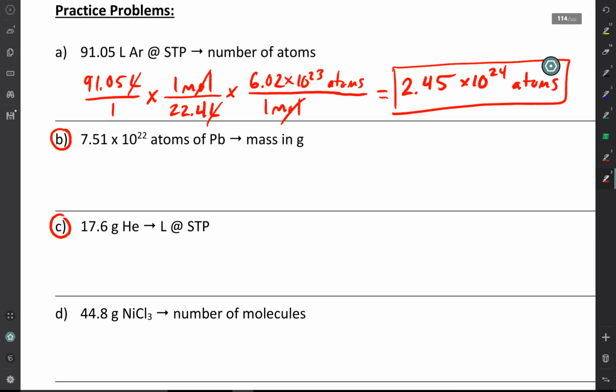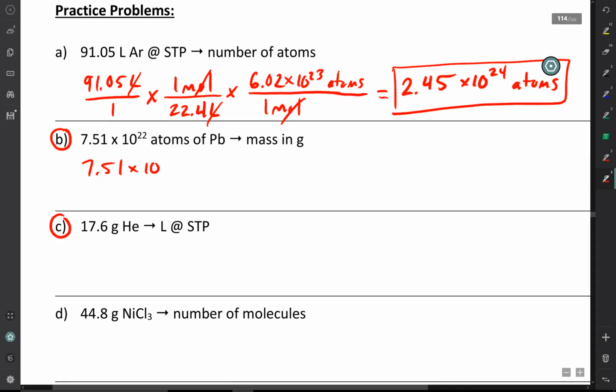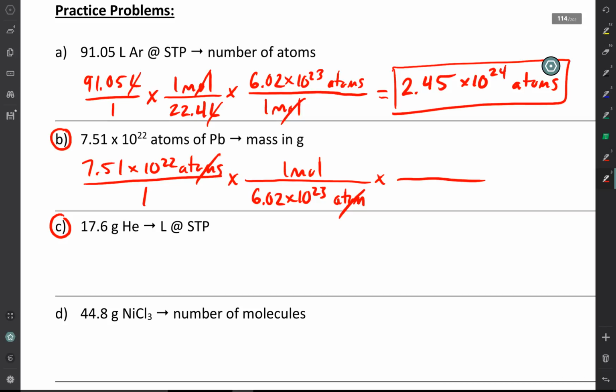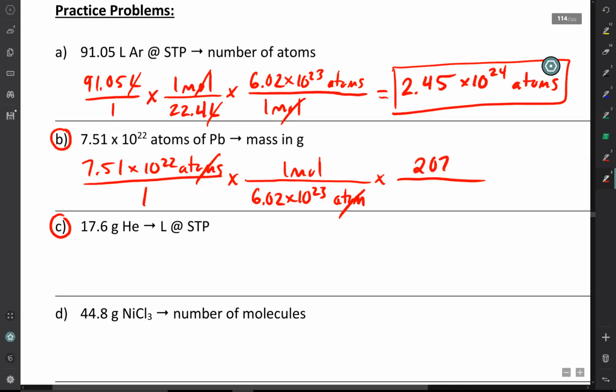All right, so for letter B, I've got number of atoms, and I'm trying to convert into mass in grams. So I know that I've got 7.51 times 10 to the 22nd atoms of lead. I want to get out of atoms. I know that 6.02 times 10 to the 23rd atoms equals 1 mole. I can get rid of atoms, and now I'm in mole. I'm trying to get mass in grams, so I cannot do this without using my periodic table. I can look up the molar mass of lead and see that it is roughly 207.2 grams per mole.